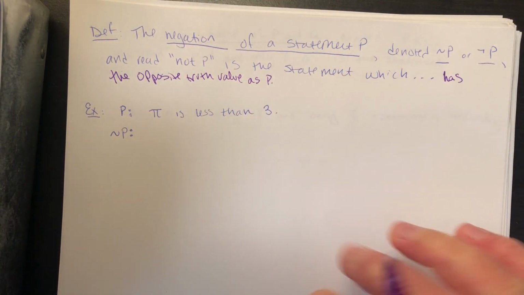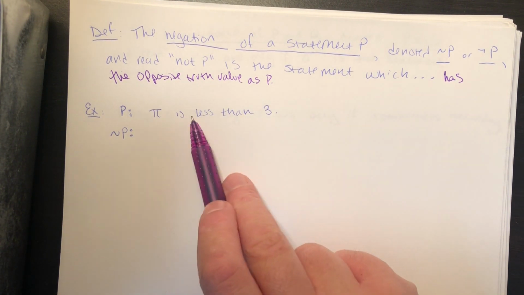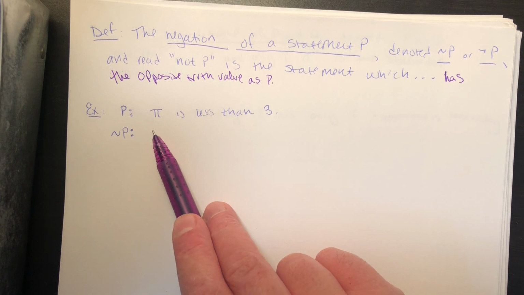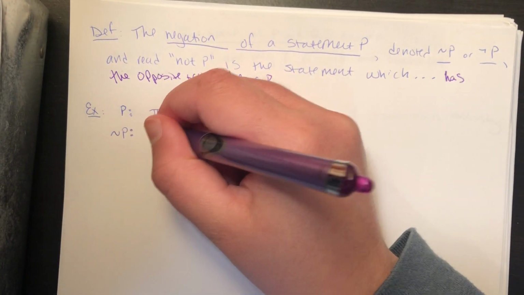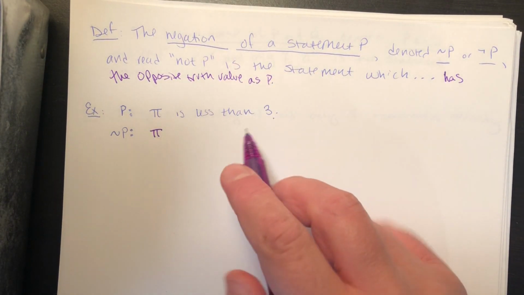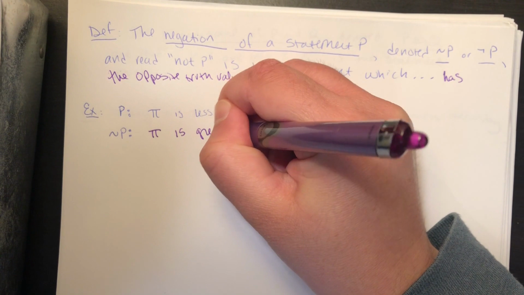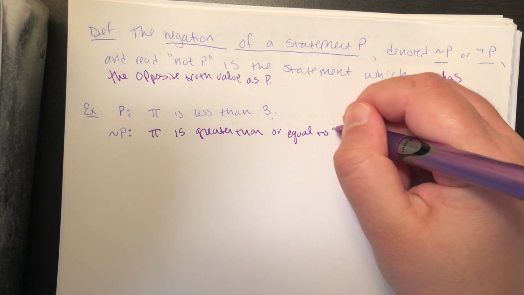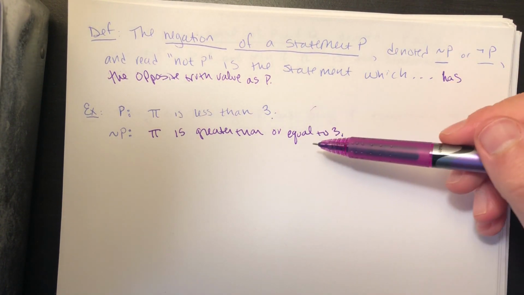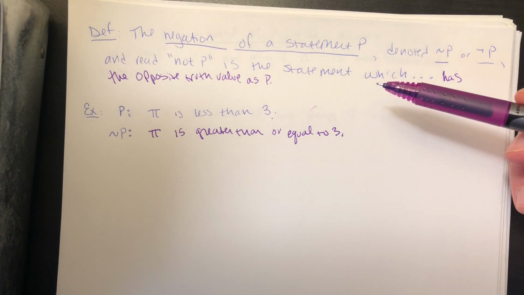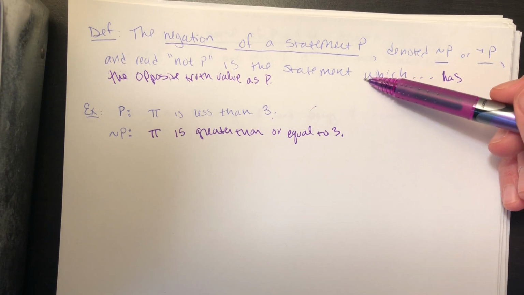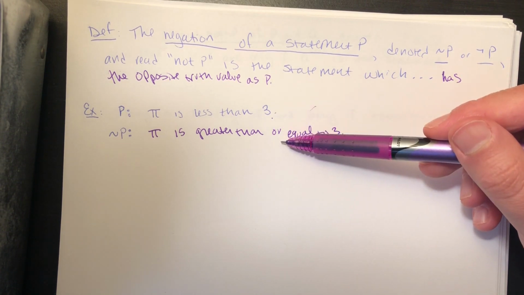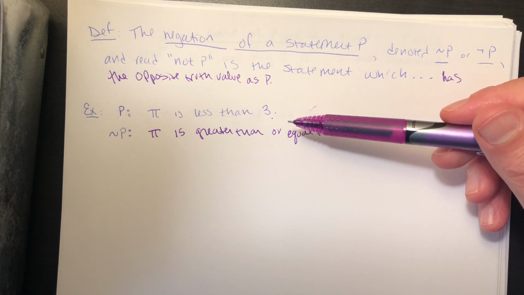So not P is a statement which has the opposite truth value as P. Okay, so if we look at the statement P, which says pi is less than 3, the negation of that would be it's not the case that pi is less than 3. But we can rewrite that by saying if it's not the case that pi is less than 3, then that would mean that pi has to be greater than or equal to 3. Okay, notice that an arbitrary statement P has some truth value, true or false. Its negation is going to have the opposite truth value, which means for any two statements of the form P and not P, exactly one of them will be true and the other will be false.